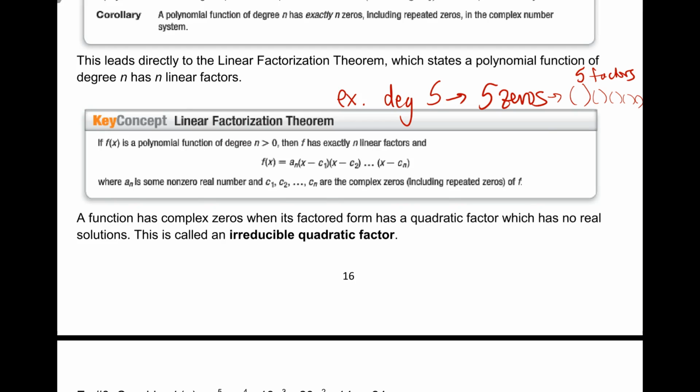So a function has complex zeros when its factored form has a quadratic factor which has no real solutions. This is called an irreducible quadratic factor. Alright, so let's consider k of x. Right, k of x is the product of linear and irreducible quadratic factors. So let's go step by step.